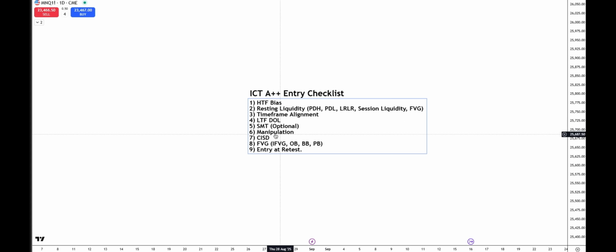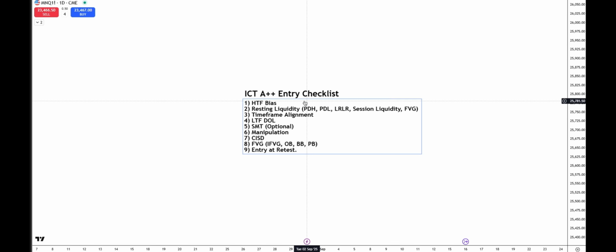Yeah, I need manipulation, I need an opposite run towards the DOL. First, I need an opposite run towards the liquidity. Like if I want to go to the buy side, I need to see sell side liquidity taken out. Then a CISD, which is basically a break of structure towards the upside. We break above, creating a fair value gap, OB, breaker block, propulsion block, and we will take our entry at our retest. So this is pretty much it.